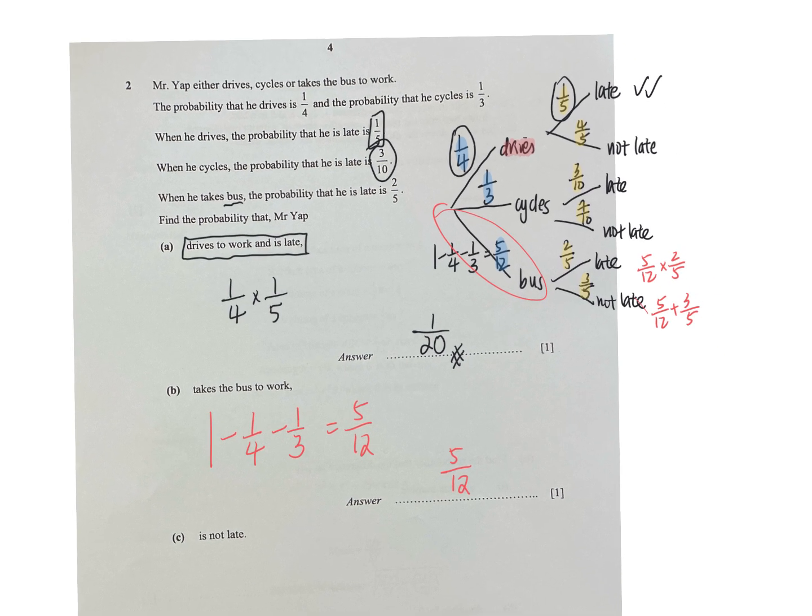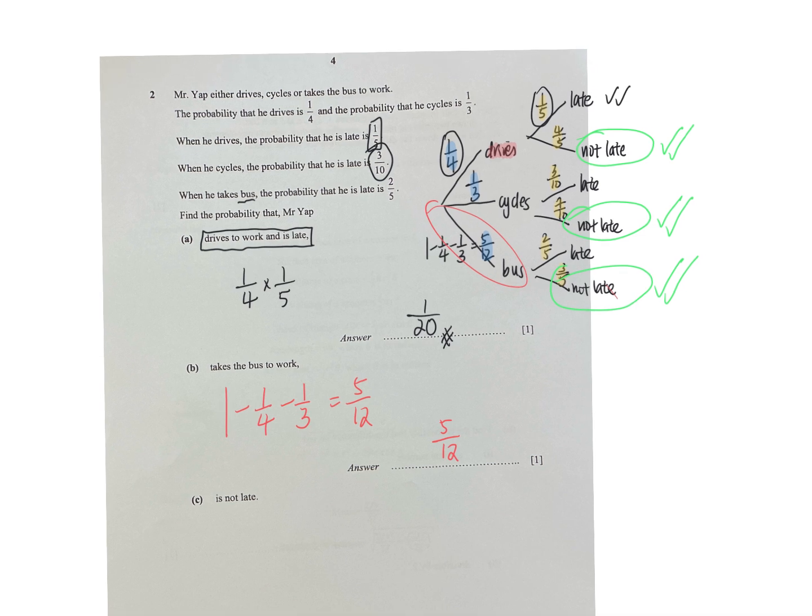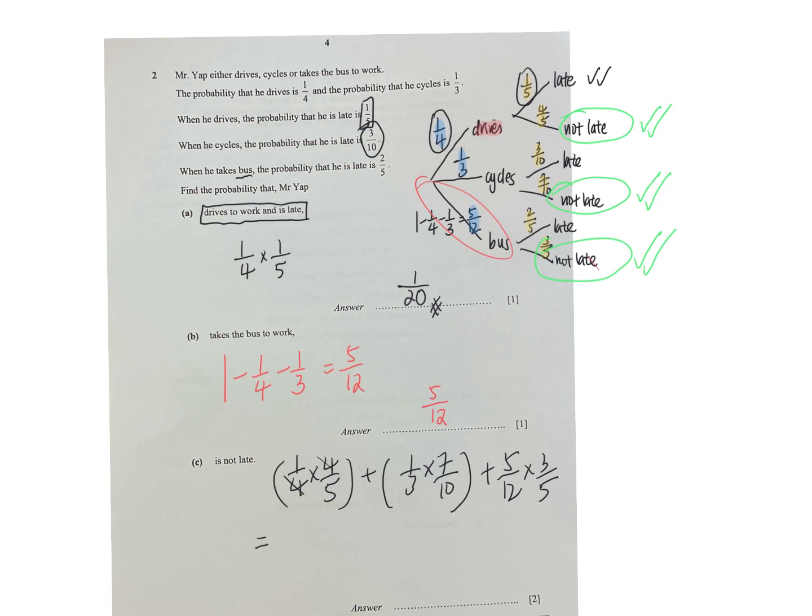Okay, last one. I want him to not be late. So that means no matter what outcome, I want to pick the one that is not late, not late, not late. So this 1 outcome, 2 outcome, 3 outcome. I want to add these 3 together. The first one is 1/4 times 4/5. The second one is 1/3 times 7/10. The last one is 5/12 times 3/5. So you add it all up, what should you get?